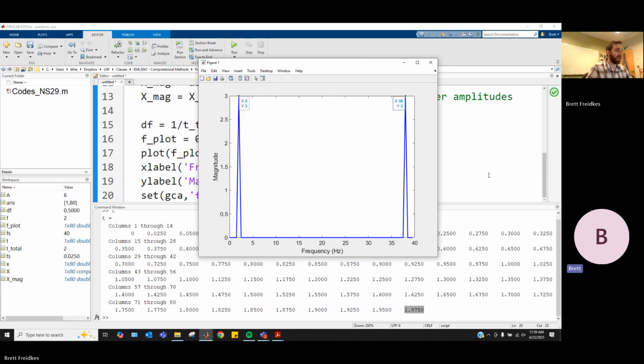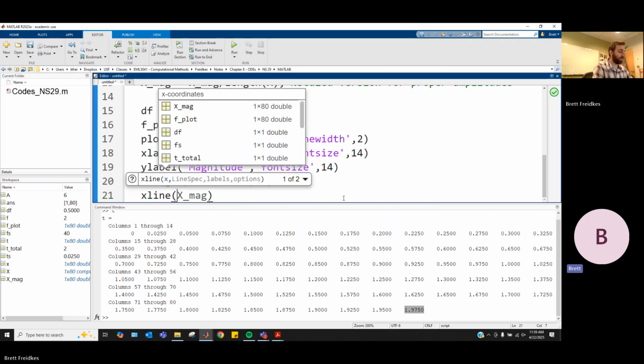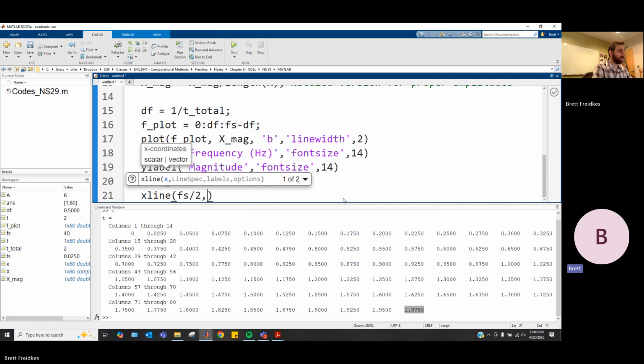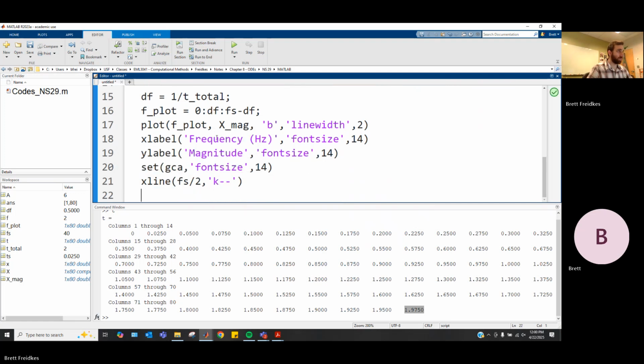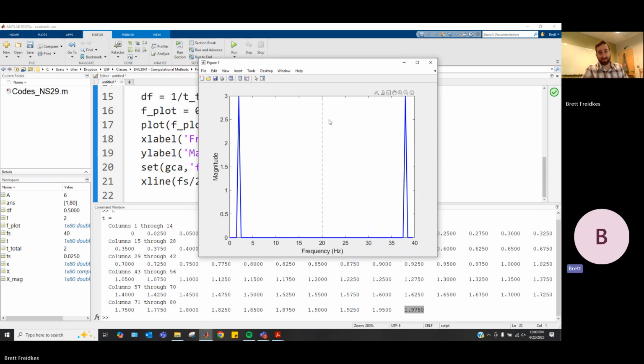If we were to go ahead and plot the Nyquist, let me just do xline of fs over 2, so we can see it. Here's the Nyquist. We have symmetry about the Nyquist frequency. This is a two-sided spectrum.